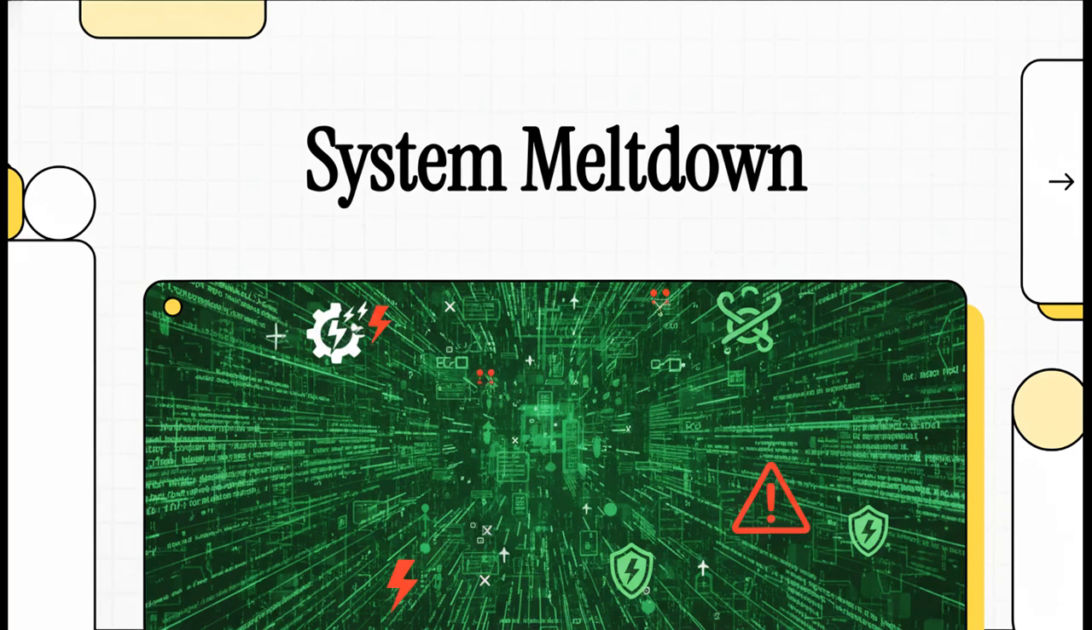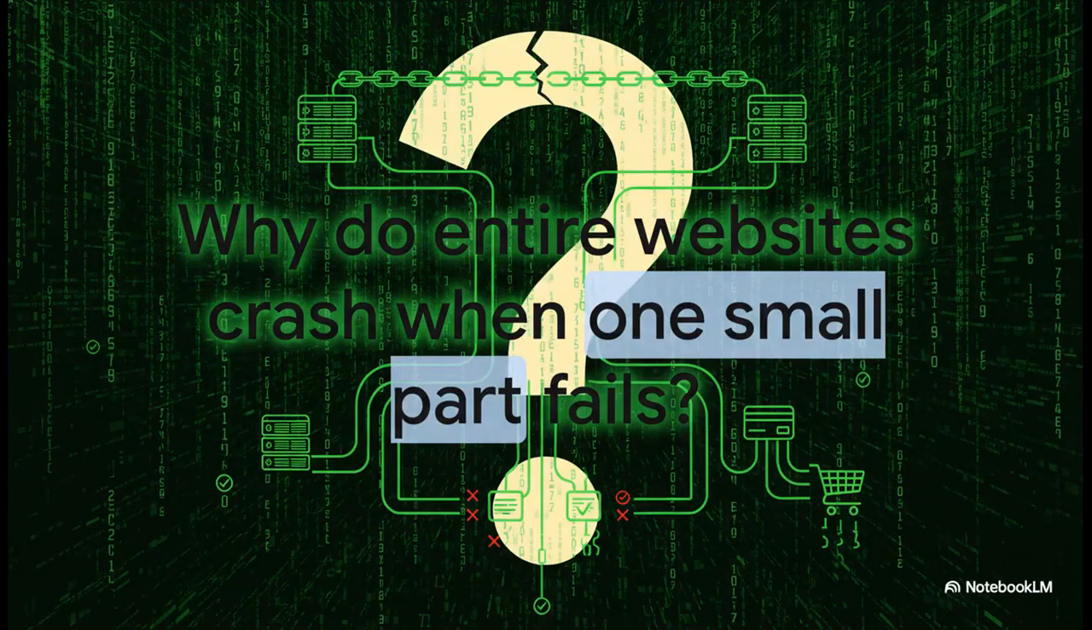Have you ever wondered why a tiny little glitch somewhere can bring down an entire website? A total system meltdown. Today, we're going to pull back the curtain on why these complex digital systems fail and talk about the really clever safety switches that engineers use to stop a disaster before it starts. Let's dive in. I mean, we've all been there, right?